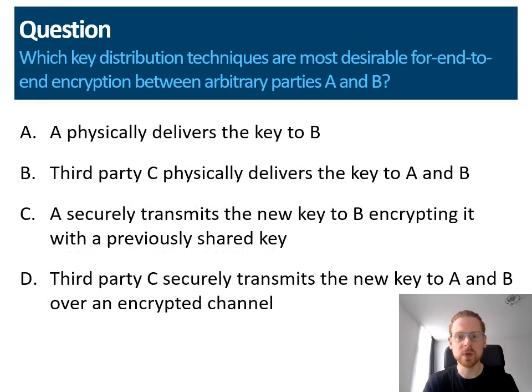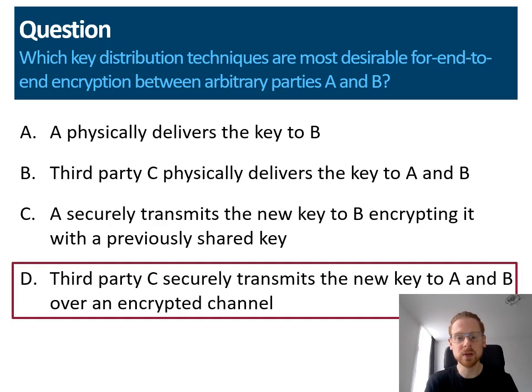I have a question for you. Which of these four key distribution techniques are most desirable for end-to-end encryption between arbitrary parties A and B? Here, arbitrary refers to the fact that A and B are not known in advance and could be anyone involved in a large-scale network with many potential communicating parties. Feel free to pause the video if you want some time to think about it. And let's take a look at the correct answer. The correct answer is option D, namely a third party securely transmits the new key to A and B over an encrypted channel.